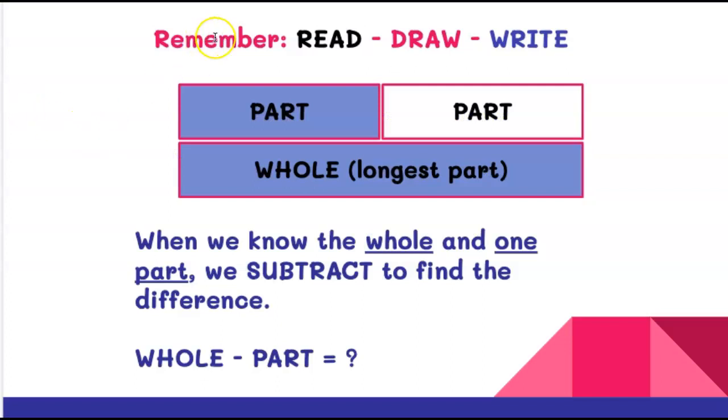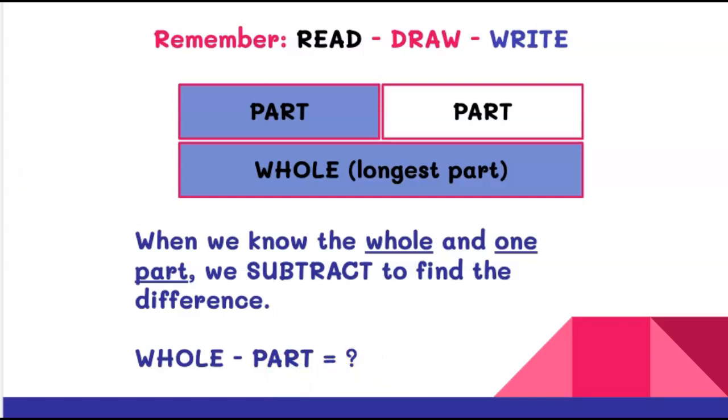We're going to use the same strategy that we used last time when we did word problems: read, draw, write. So, when you read the problem, you have to figure out what information you know. You might know the whole, you might know the part, or you might know both parts. When you know the whole or the total and one of the parts, we're going to use subtraction to solve. So I wrote, when we know the whole and one part, we subtract to find the difference. So this is the part we'll be solving for. Whole minus part equals part. It equals the other part that we need to be solving for.